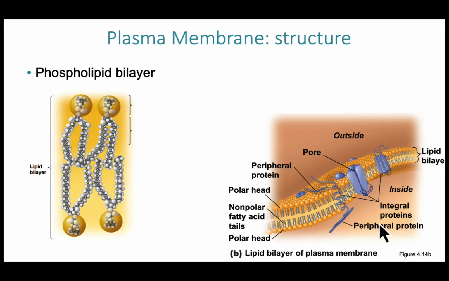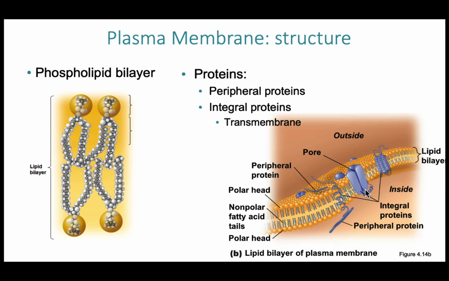And those integral proteins can sometimes just kind of transit through the membrane, or they can form pores or channels to allow the cell to transport materials in and out of the cell. So again, those peripheral proteins will be right there on the outside. Integral proteins are what we call transmembrane. They span the whole membrane.